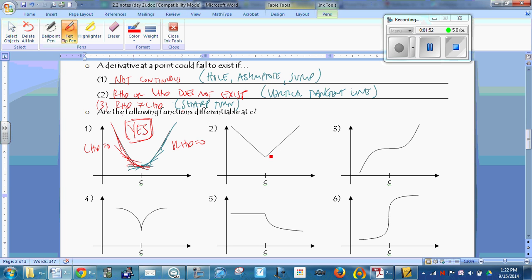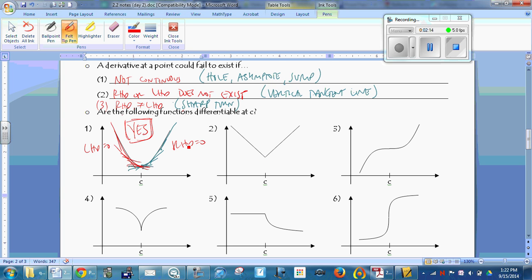For number two, it's continuous. There's no holes or jumps or asymptotes at c. Right-hand derivative from here, if we're assuming this is just going to be a regular absolute value graph that's just been shifted, this would have like a positive slope of 1 most likely. And then here we would have a slope of negative 1.